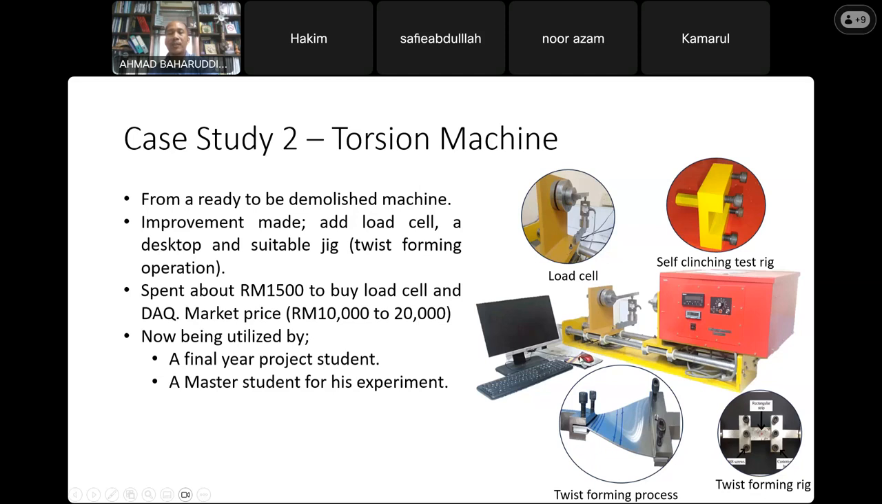So I brought it to the lab, and at that time we had two students related to this twist forming process. One is Fitri, and another one is Nazmi. And then again, we spent about 1,500 and managed to buy the load cell and the ecosystem, and it was then utilized by the students.